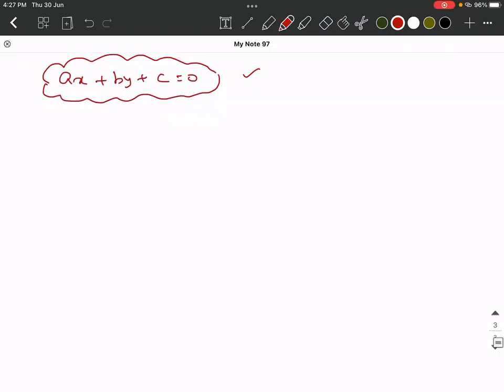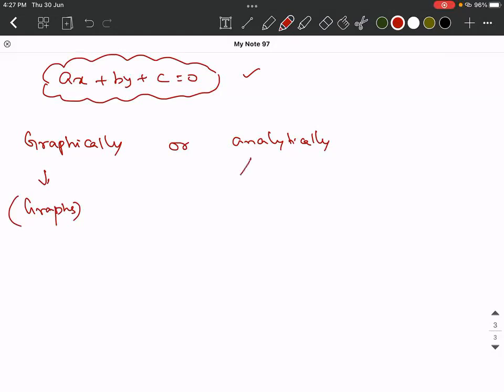Having said this, when I give you two linear equations in two variables, you'll be able to solve them, right? You can solve them either graphically or analytically. When you solve it graphically, you'll draw both the lines on the graph sheet and find where they intersect. When you solve it analytically, you're going to use the substitution method, or the elimination method, or what is called the cross multiplication method. So that's all you have.